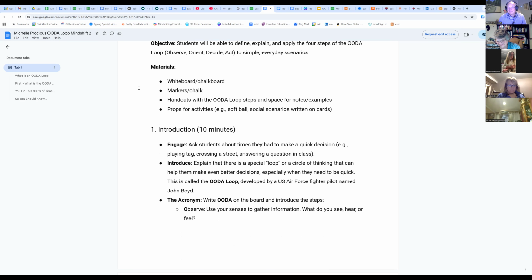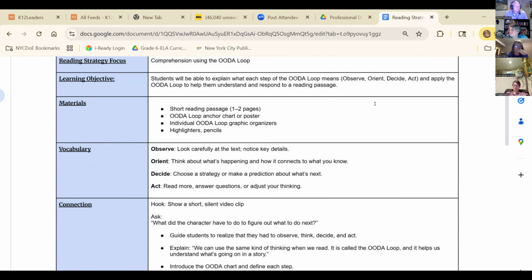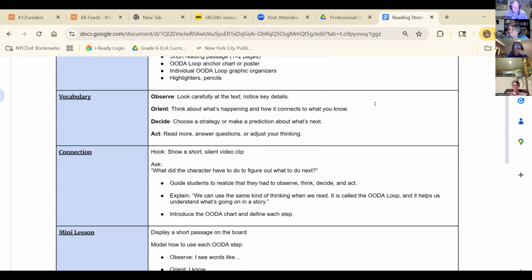chart or poster. With the anchor chart, you can also print it out and make mini anchor charts that you can staple in the students' notebooks. You can also use an individual OODA loop graphic organizer or worksheet, highlighters, and pencils as well. The vocabulary will be observe, orient, decide, act.